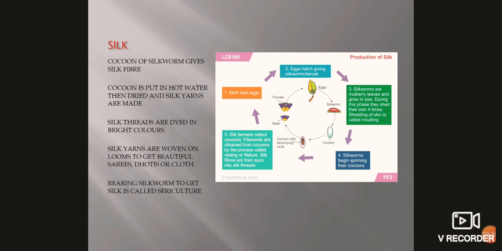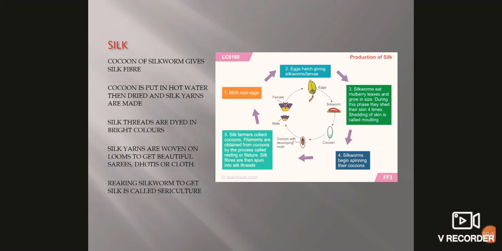Many people grow these cocoons in their farms to get silk. The process of rearing silkworms in order to get silk is called sericulture. These cocoons are collected, put in hot boiling water, and the worms inside get killed. And then silk is made from the cocoon.